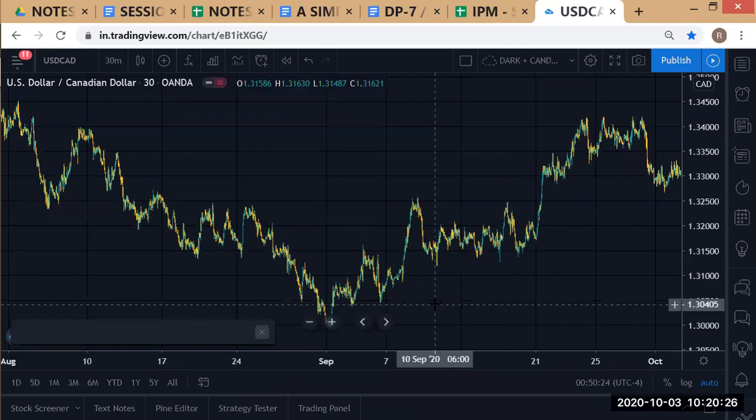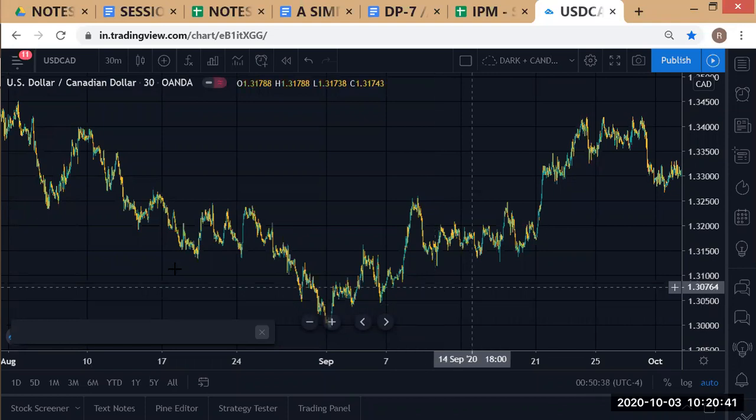Okay, the Canadian dollar is also called the loonie, because there's a bird called the loonie on, I think, the $1 Canadian coin. So if you hear the word loonie in the case of currency markets, they're referring to the Canadian dollar.